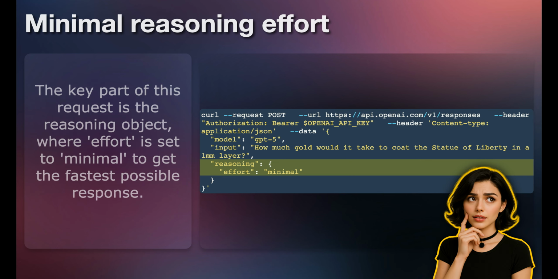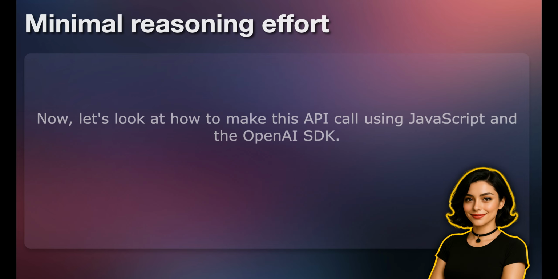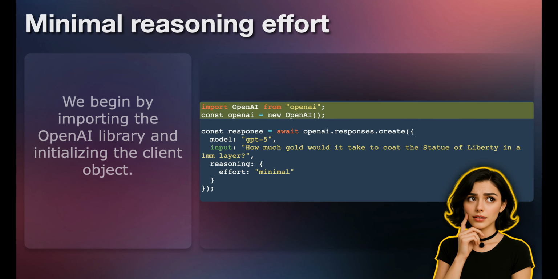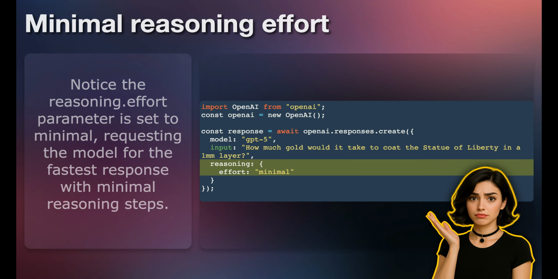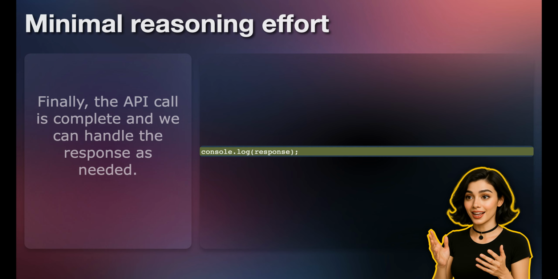The key part of this request is the reasoning object, where effort is set to minimal to get the fastest possible response. Now let's look at how to make this API call using JavaScript and the OpenAI SDK. We begin by importing the OpenAI library and initializing the client object. Next, we use the responses.create method to send a prompt to the GPT-5 model. Notice the reasoning.effort parameter is set to minimal, requesting the model for the fastest response with minimal reasoning steps. Finally, the API call is complete and we can handle the response as needed.